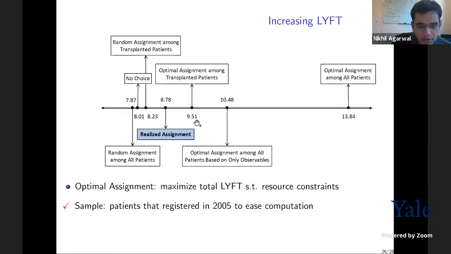Okay, so I don't know if that gap makes you feel like it's close or not. No, it's not. Yeah, there still is a gap between the realized assignment and the optimal assignment amongst the set of patients that are already transplanted. Great. That's fascinating. All right, awesome. Any other questions?